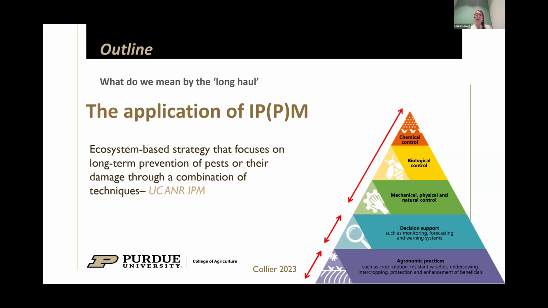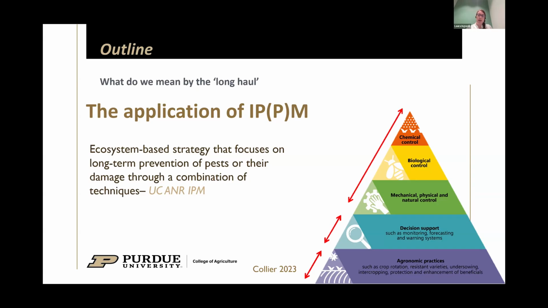So if you look at the bottom of our triangle, you see agronomic practices. So these are preventative measures such as crop rotation, planting resistant varieties, intercropping, and the protection and enhancement of beneficial insects. And so in our cucurbit systems, oftentimes we think about pollinators, but today I'll also talk about some of our natural enemies that we can be manipulating the environment to help enhance and protect.